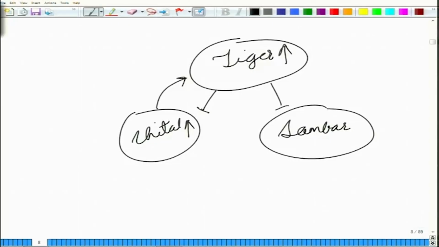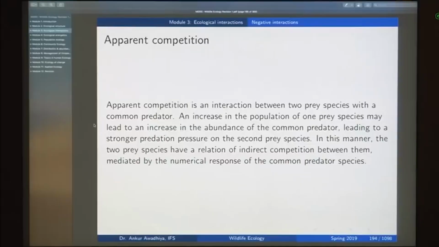Now, this tiger is eating up the cheetals and it is also eating up the sambars. So, essentially in this case the sambar is getting affected negatively because of an increase in the cheetal population. So, this is an example of apparent competition. So, it is an interaction between two prey species with a common predator.